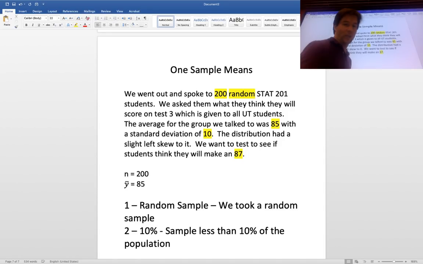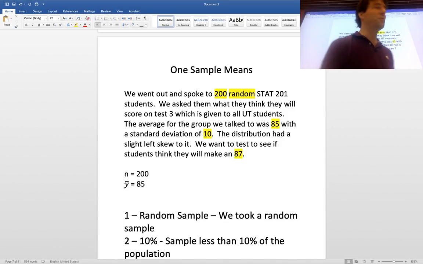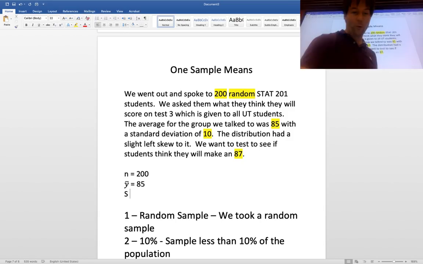What do you guys want to do next, notation-wise? Standard deviation. So that's S equals, did it capitalize? Of course it did. S equals 10. And so what is final, last but not least?